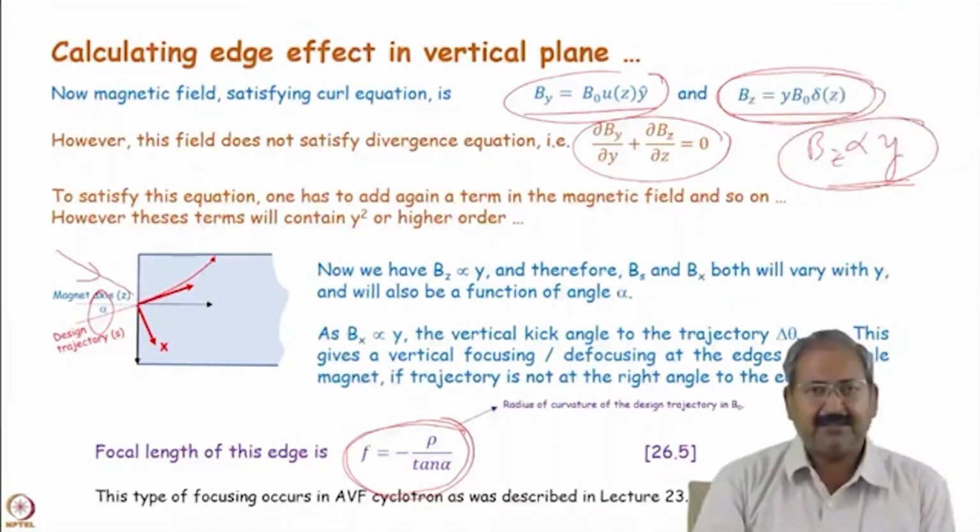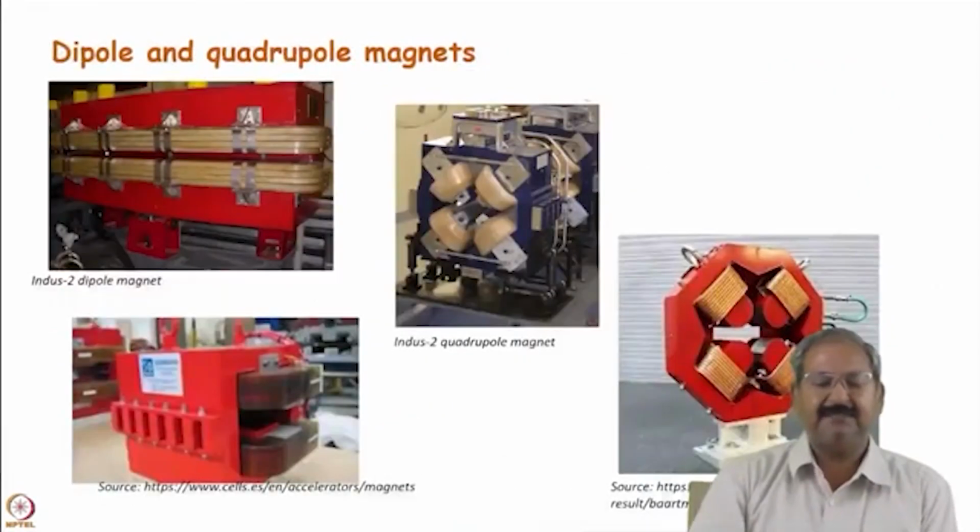So in the case of the azimuthally varying magnetic field in the cyclotron, we have hills and valleys, and at the junction of hills and valleys we have a fringing field, and that fringing field is used for focusing the charged particle in the vertical plane. So now you understand how these hills and valleys lead to focusing in the cyclotron, and we have reached vertical focusing in this case.